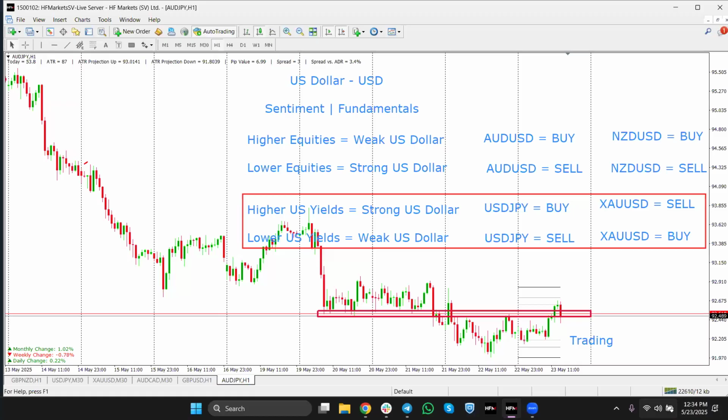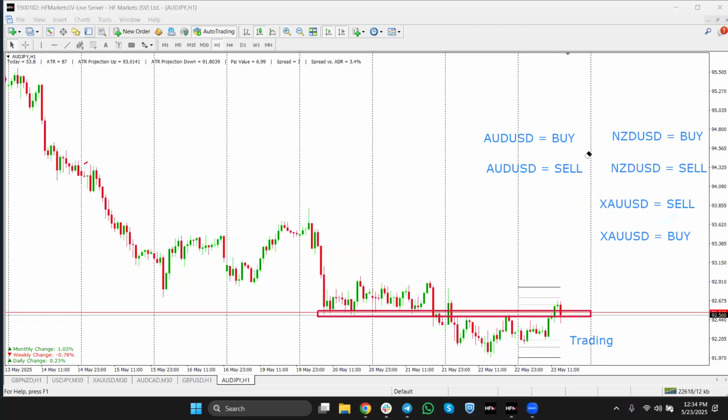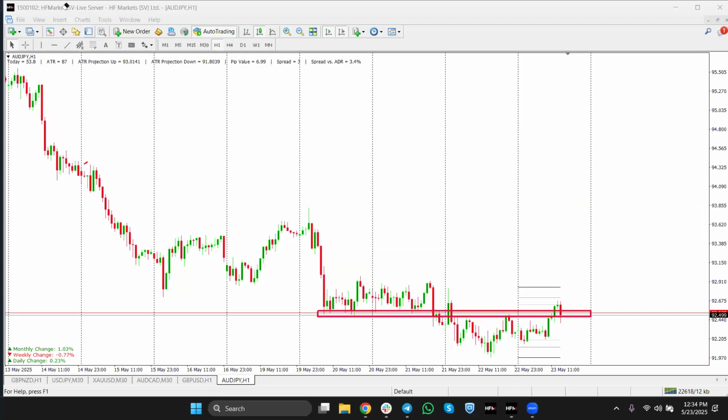Now, I also want to talk about how the USD index could help you do a lot of things in the market, especially when it comes to trading the dollar, the US dollar, and the USD index.